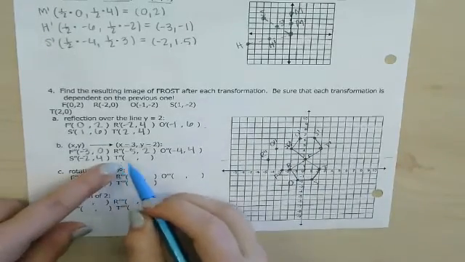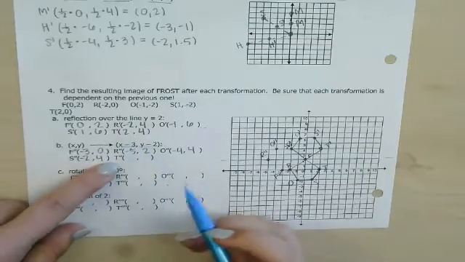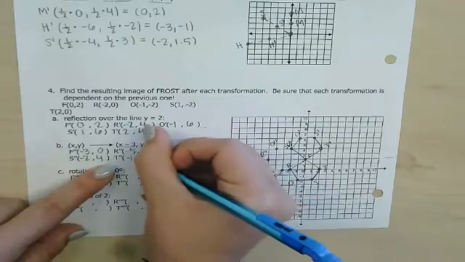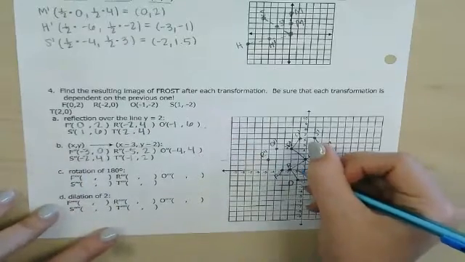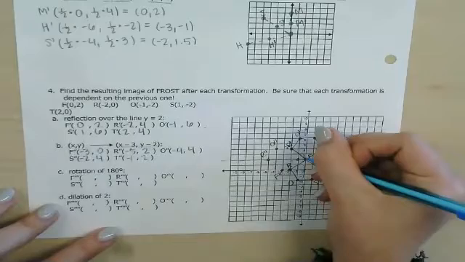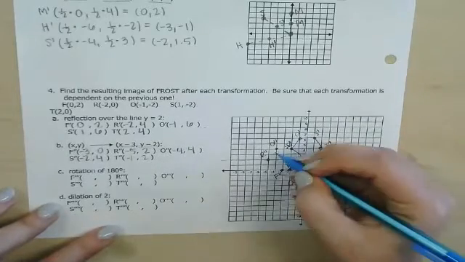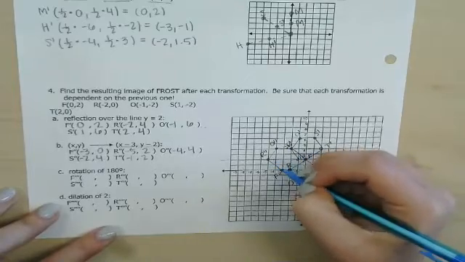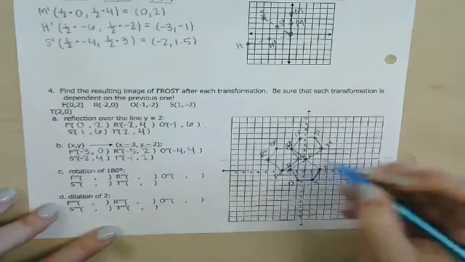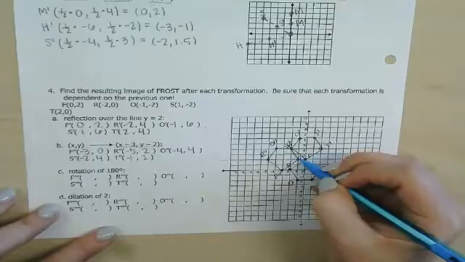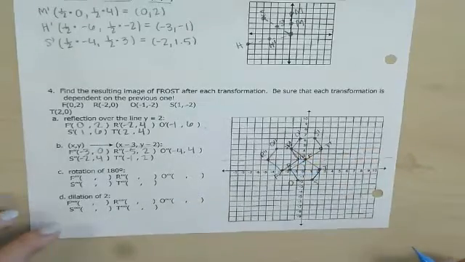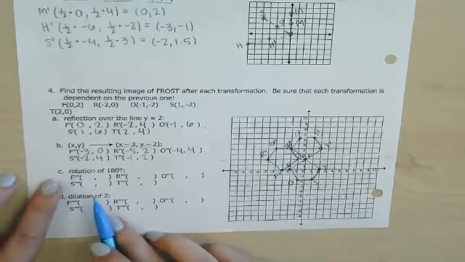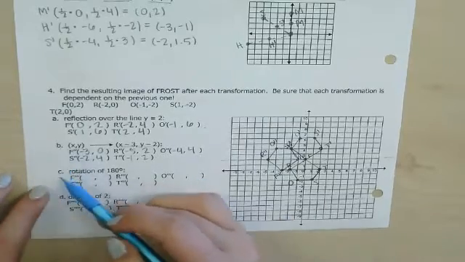And then for T, 2 minus 3 and 4 minus 2. So at negative 1, positive 2 is T double prime. So let's connect those. There's my image for all of our double prime coordinate points. Okay, C. Now I'm using my coordinate points from B, right?